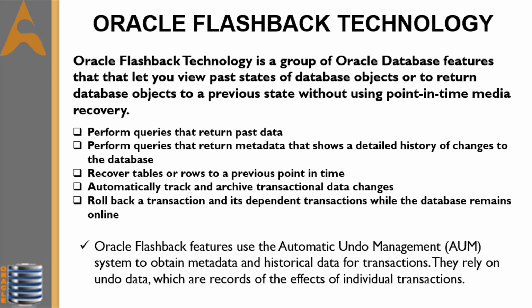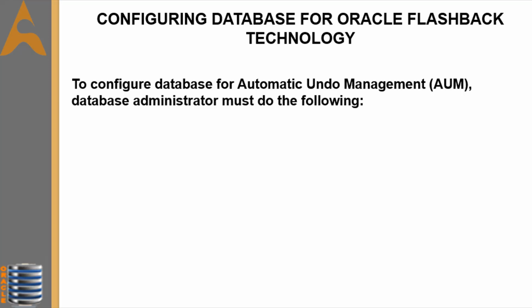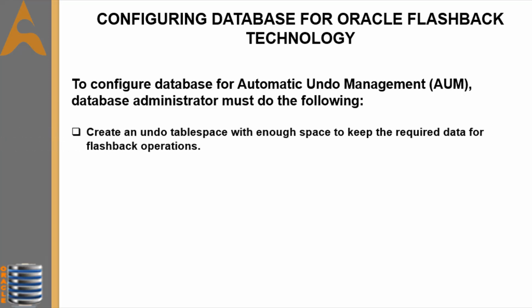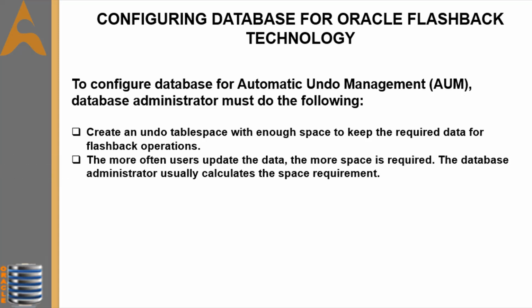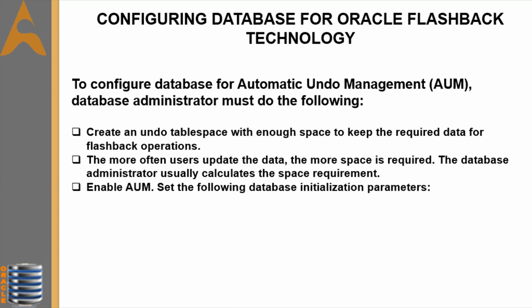Now let's discuss configuring the database for Oracle Flashback Technology. To configure the database for automatic undo management, AUM, the database administrator must do the following. Create an undo tablespace with enough space to keep the required data for flashback operations. The more often users update the data, the more space is required. The database administrator usually calculates the space requirement. Enable AUM. Set the following database initialization parameters.